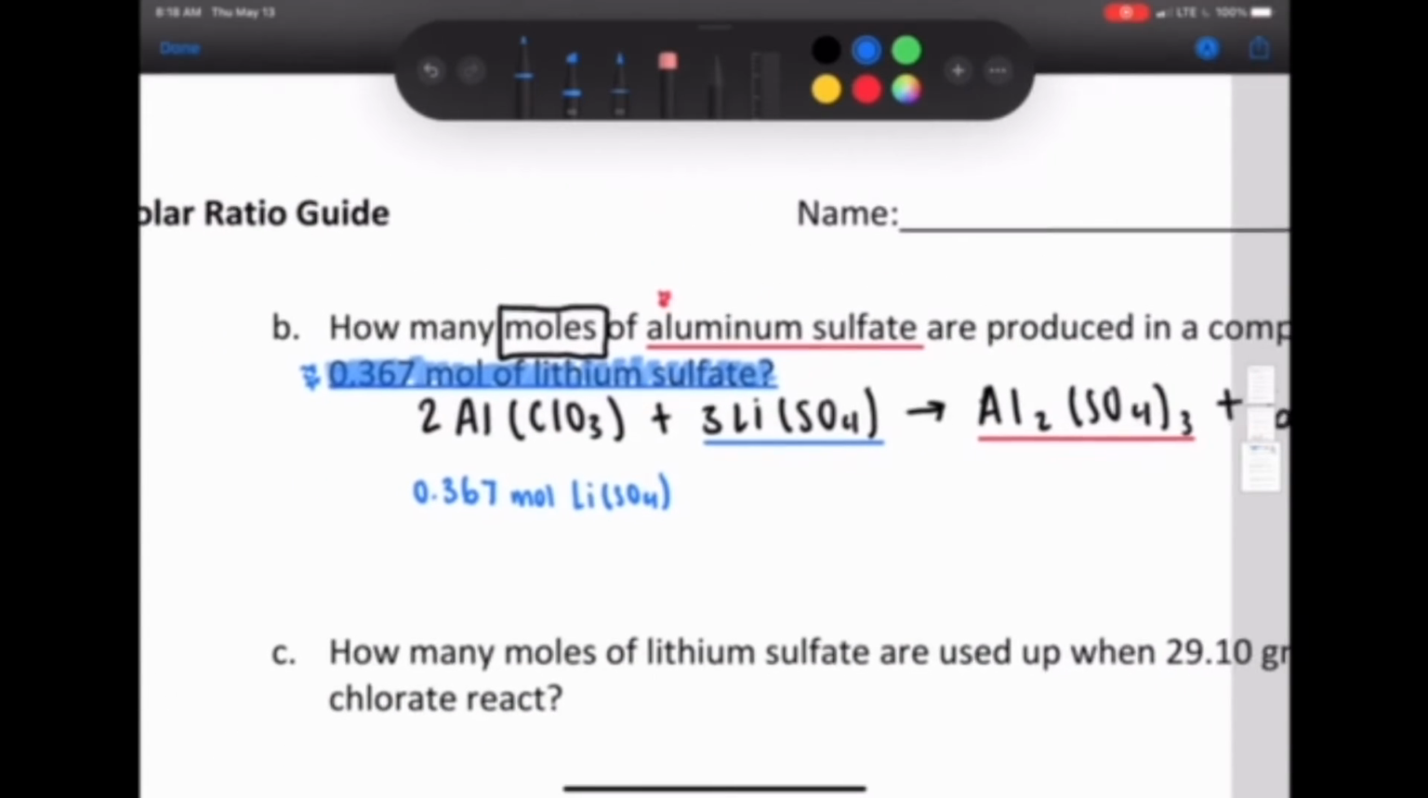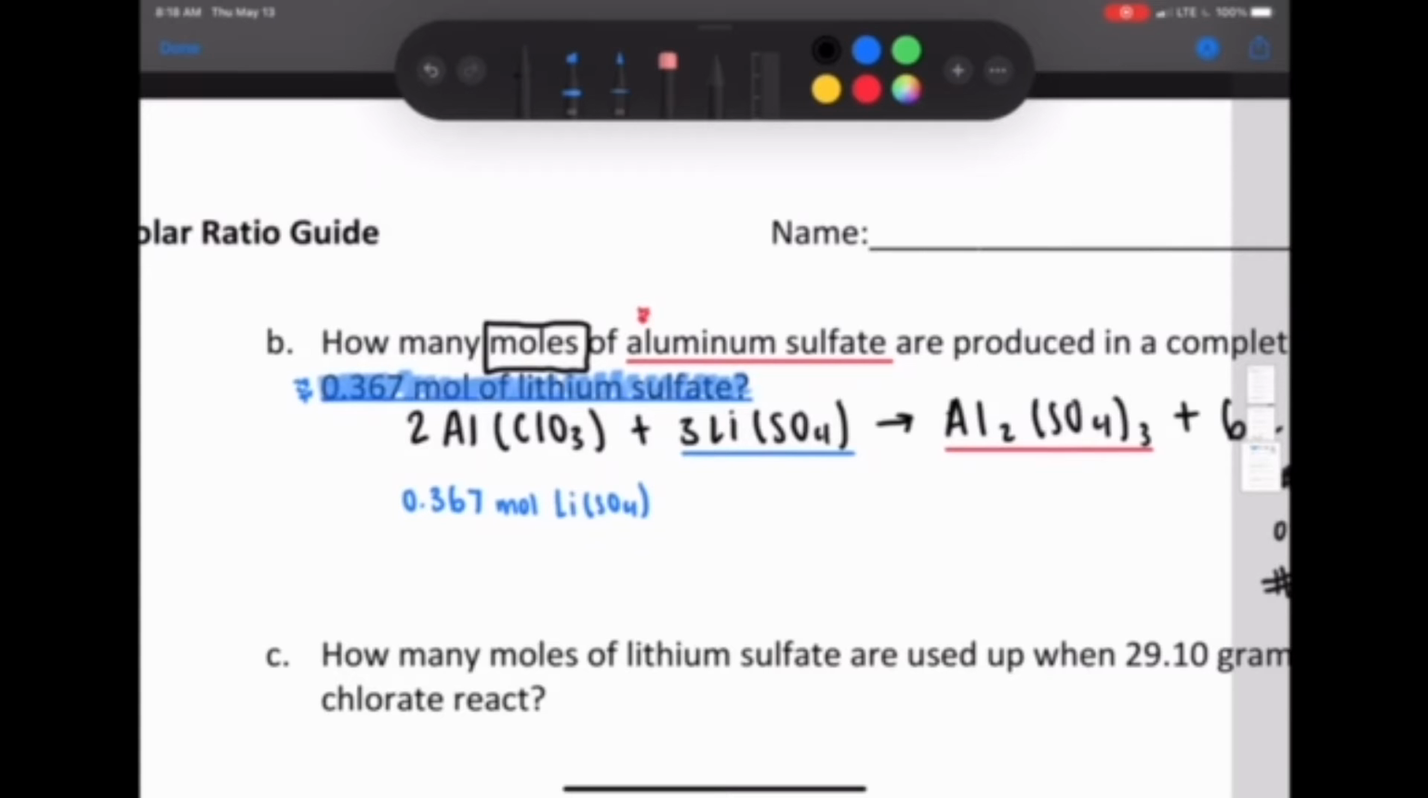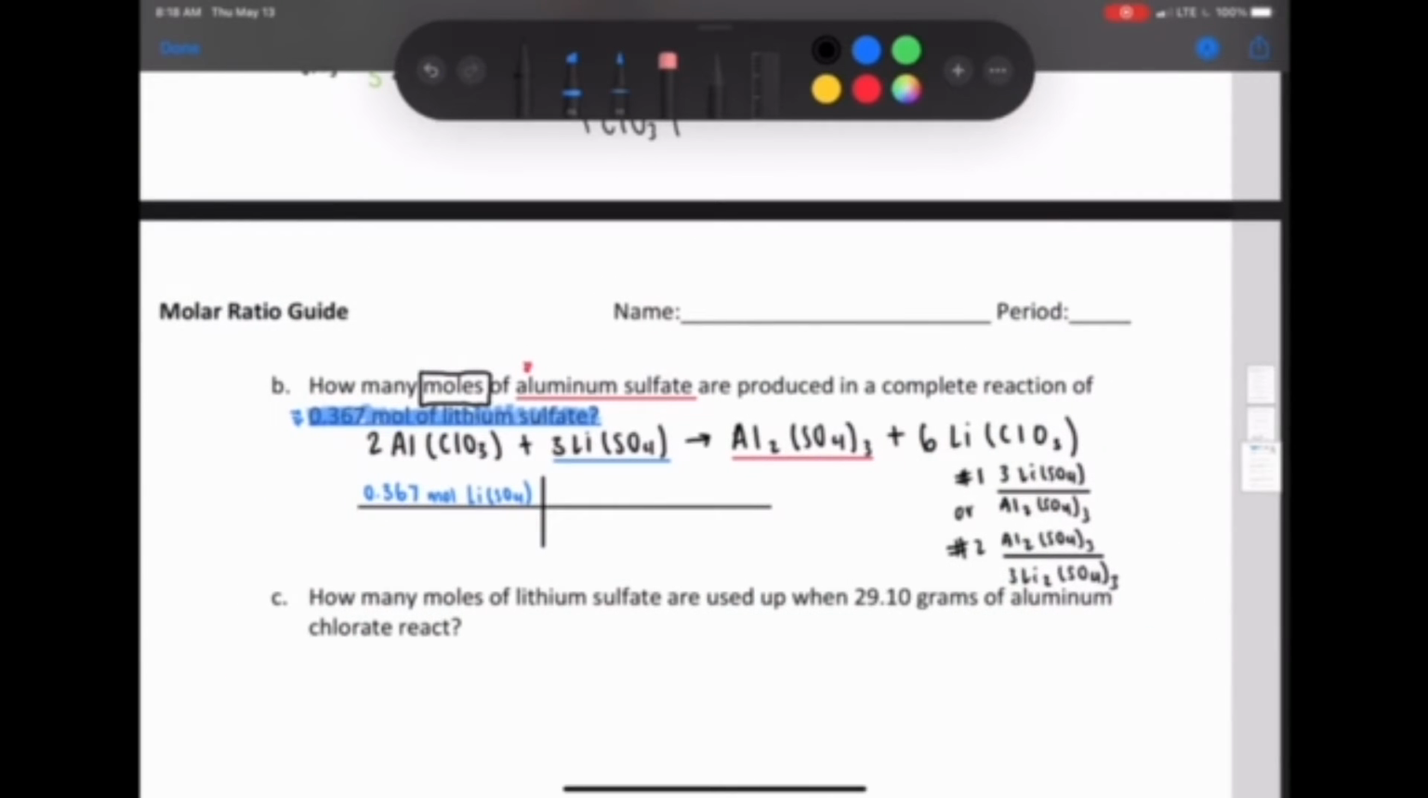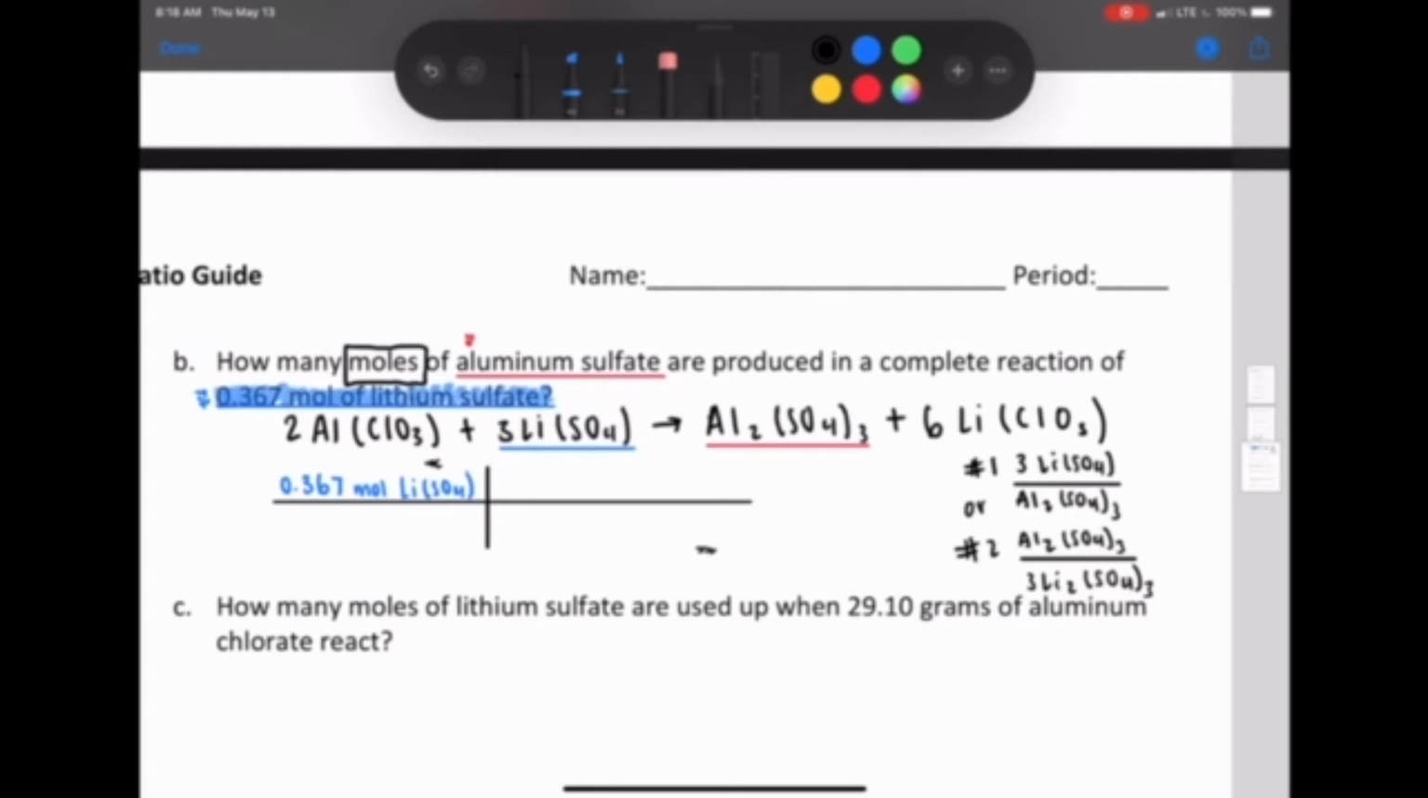Okay, now once we know we started with what was given to us in the problem, just underline that real quick. Okay, so looking back at our fractions, we know lithium sulfate is at the top, and we need one at the bottom to cancel. So looking at the fractions, I wrote down number 2 as aluminum sulfate over lithium sulfate, and so number 2 is the one we're going to go with because lithium sulfate is at the bottom, and we're actually trying to look for aluminum sulfate, so it makes sense for it to be at the top. So number 2.